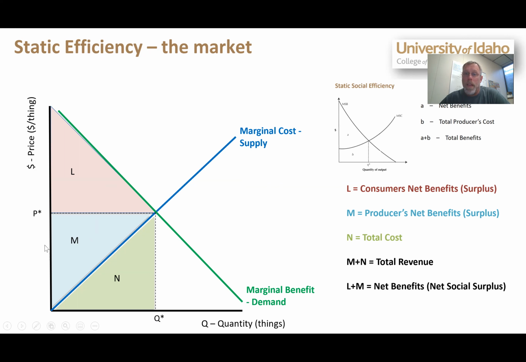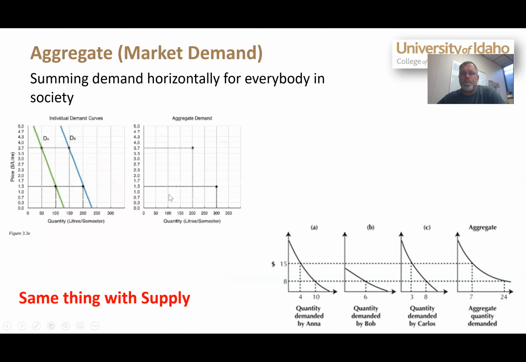That's producer profit, M. Total cost is the area under that marginal cost curve, so you're integrating under the marginal cost curve. If you want to look at total revenue, that's P times Q, or the area of that rectangle down there. And then net benefits, or net social surplus, is going to be L plus M: consumer profit plus producer profit, or consumer surplus plus producer surplus. L plus M.